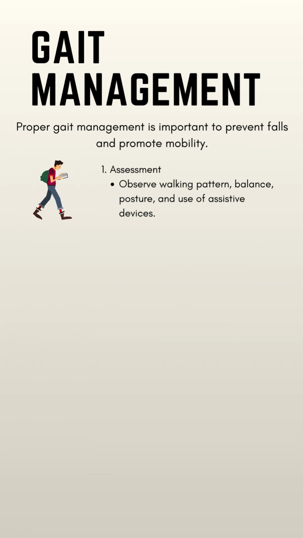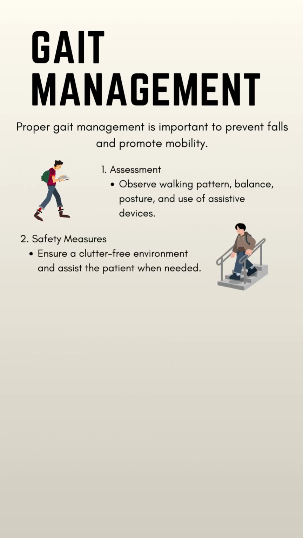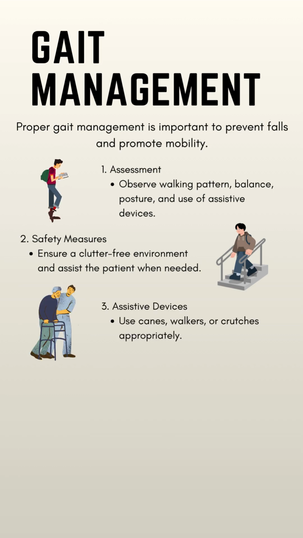First, assessment. Observe walking pattern, balance, posture, and use of assistive devices. Second, safety measures. Ensure a clutter-free environment and assist the patient when needed. Third, assistive devices. Use canes, walkers, or crutches appropriately.